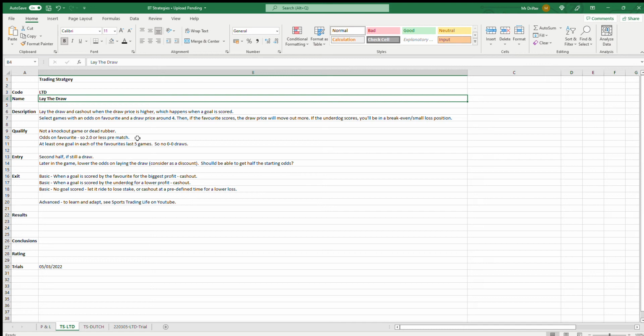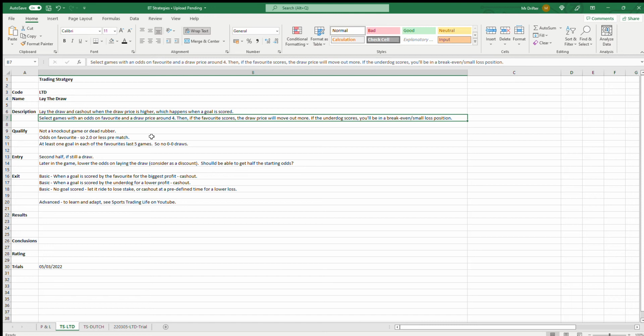So if one team went 1-0 up, you could cash out, and then you could lay the draw again or whatever. But we're not going into all that detail. All we're doing is laying the draw and then exiting at a determined time, which we decide on in the strategy.